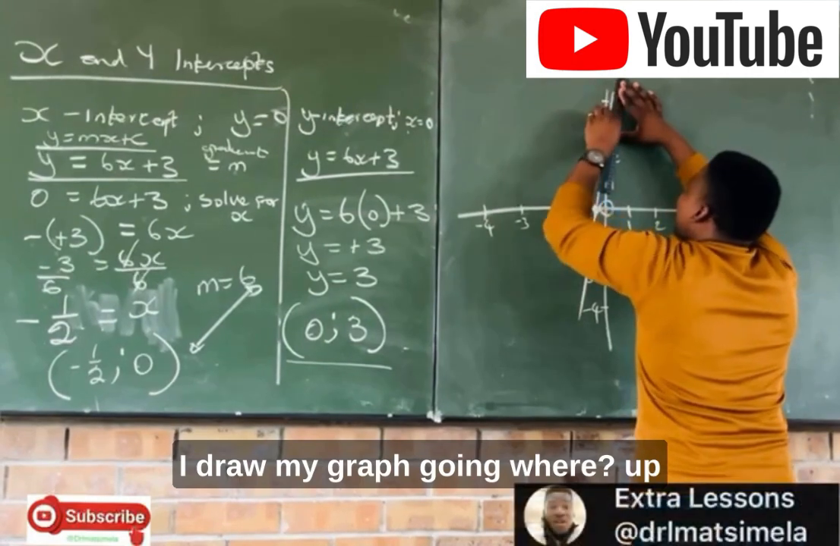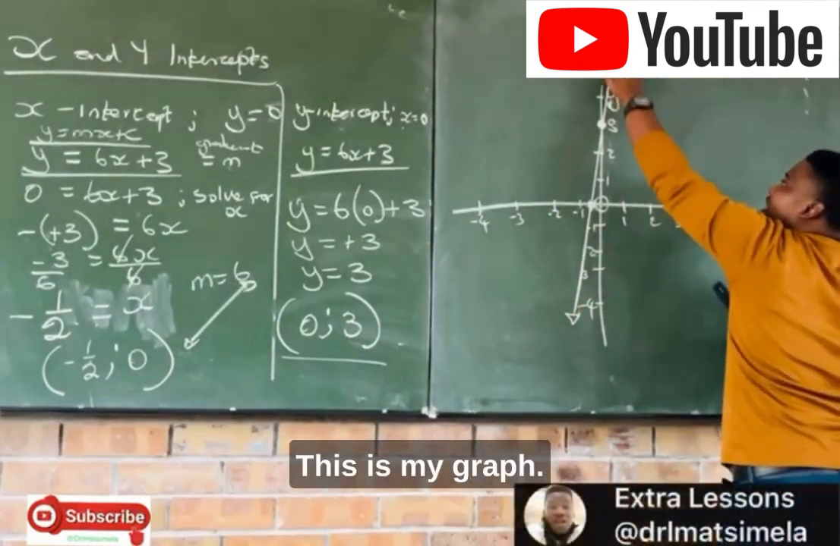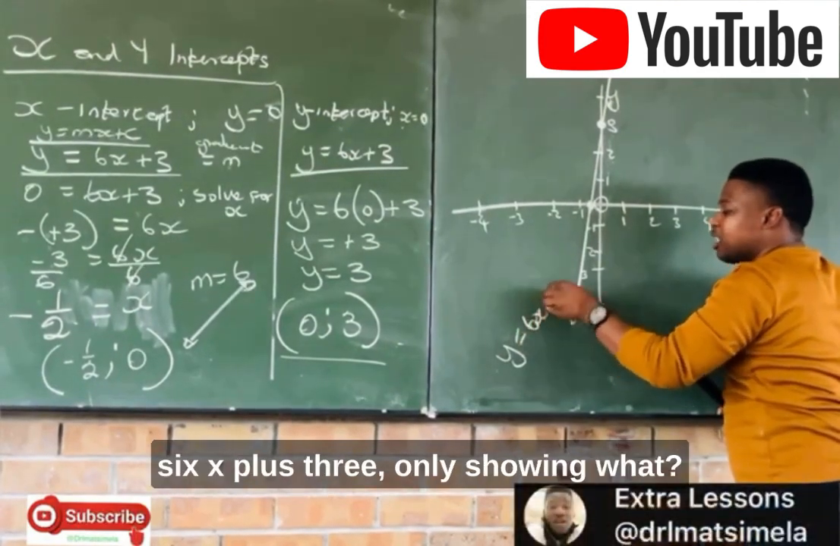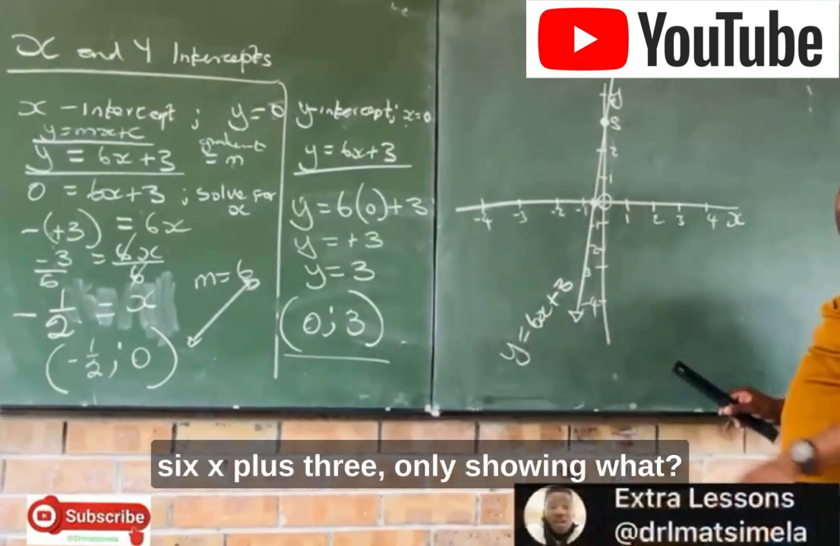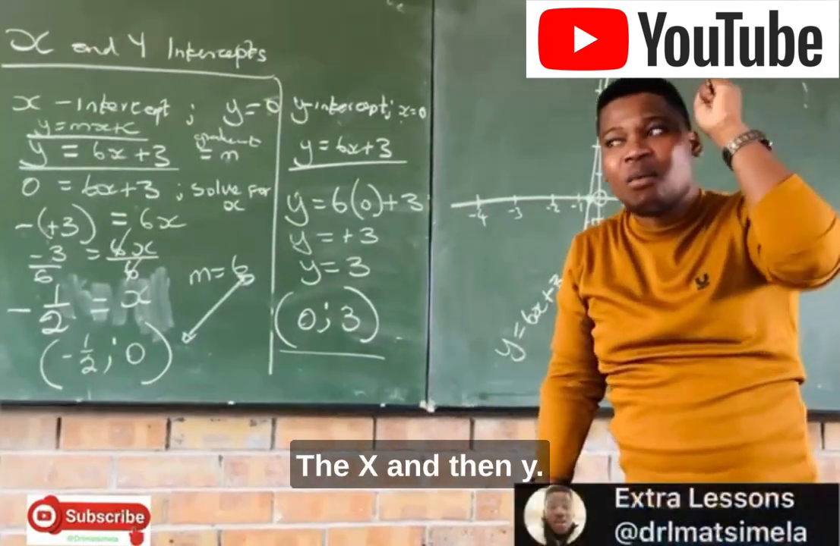I extend my graph. So this is my graph. You see how simple it was to draw my graph. Then I label y is equal to 6x plus 3, only showing the x and then y.